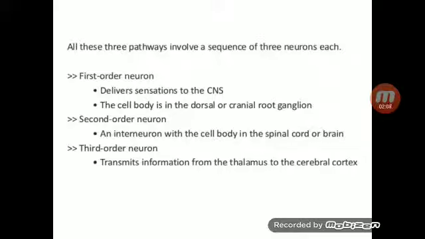First order neuron delivers sensation to the CNS, and the cell body is in the dorsal or cranial root ganglion. Second order neuron is an interneuron with the cell body in the spinal cord or brain. Third order neuron transmits information from the thalamus to the cerebral cortex.